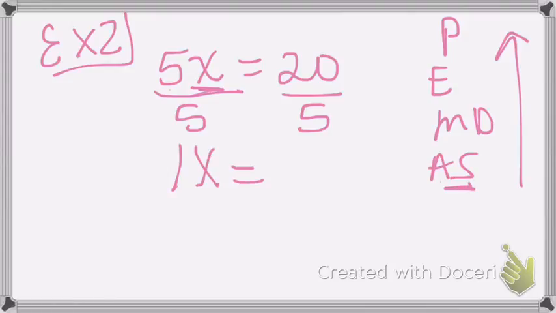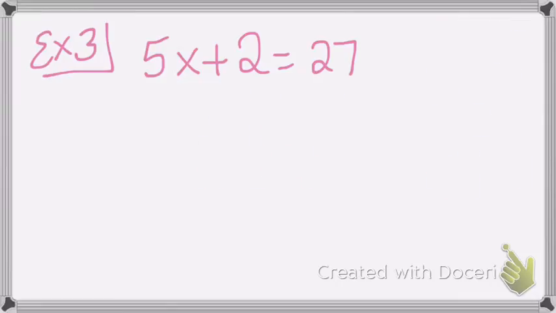And then 20 divided by 5, 4. And now remember, this 1 is understood to be there. You don't necessarily have to have it. It's understood to be there whether we write it or not. And again, if we take the 4 and we substitute it back in here for the x, 5 times 4 is in fact 20. And we can go back and check our answer in that way.